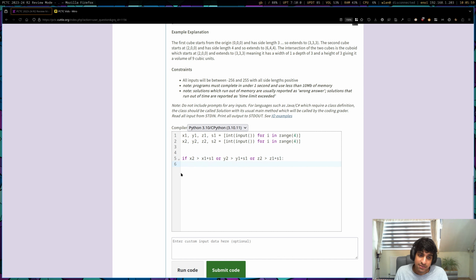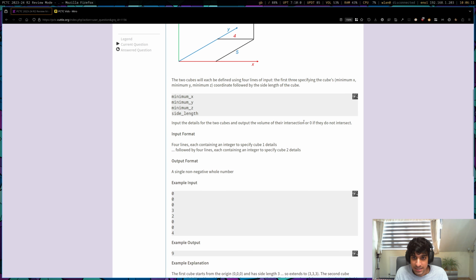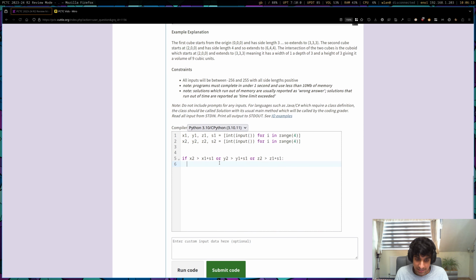Okay, so if any of these 3 things are true, then that means at least one of these coordinates or one of these axes has no overlap between the 2 cubes. And so if at least one of these is true, there is no intersection between the 2 cubes, and therefore we print out 0, as the question says. Now let's run this else statement if there is an intersection.